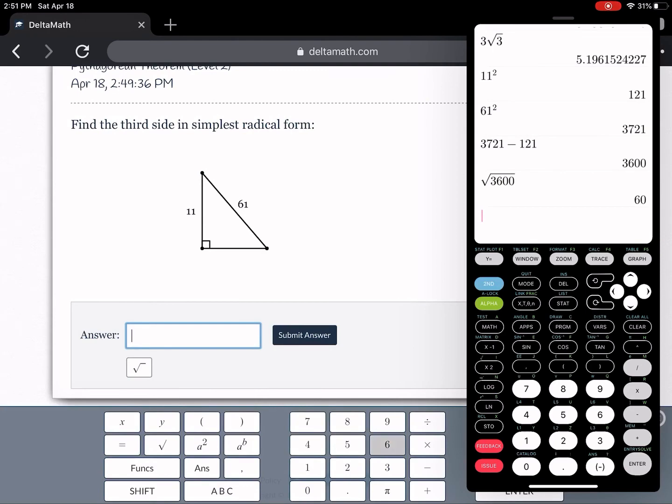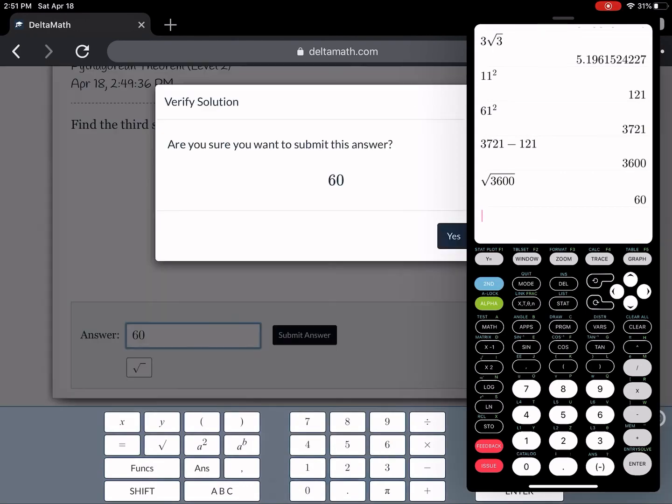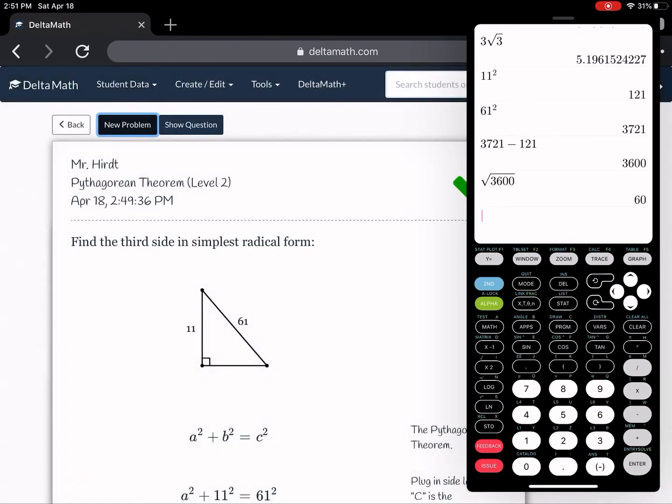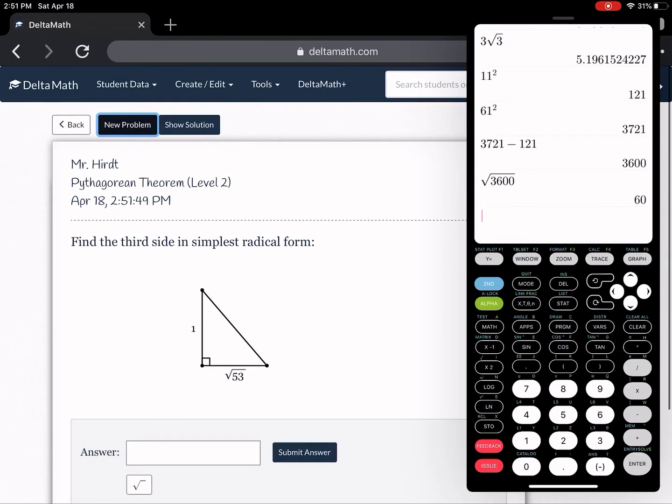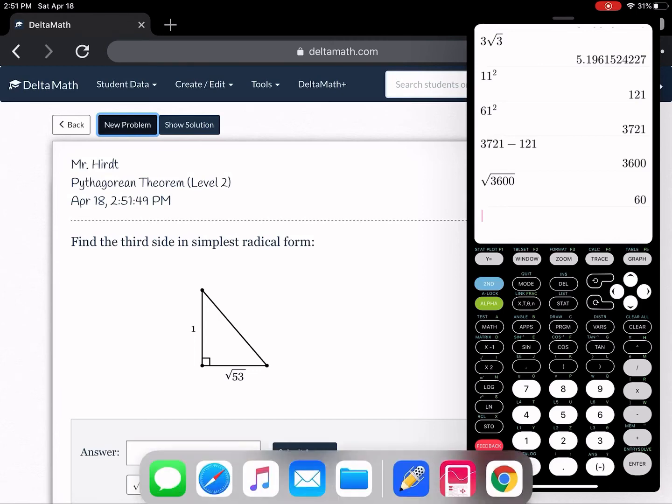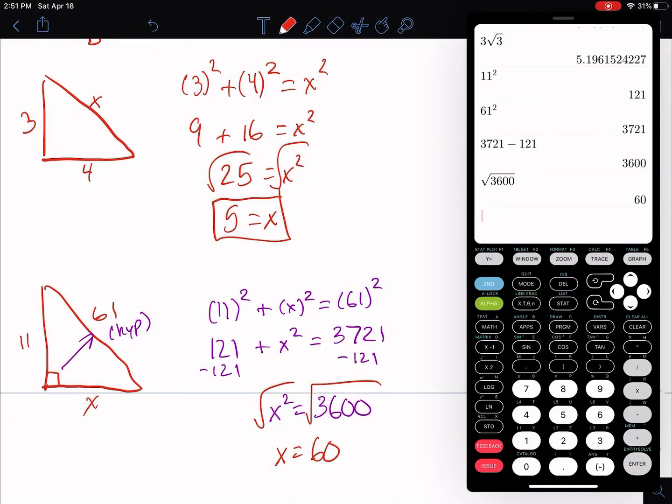So my answer here doesn't even require a radical. It worked out. So yes, I want to submit it. Let's go to a new problem. So this time, I've got 1 and I've got a radical 53. So let's try a new question.